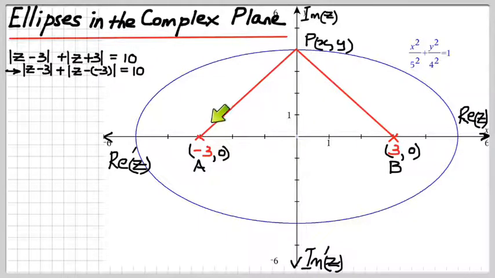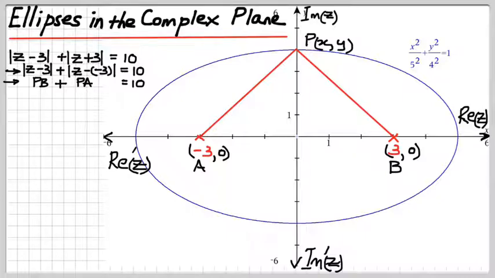okay, plural of focus, okay, there it is, they are the foci, and that's the way I've written it for you, so that you can see the distance of z from -3, plus the distance of z from 3 is equal to 10 units. So I can really say that PB plus PA equals 10.